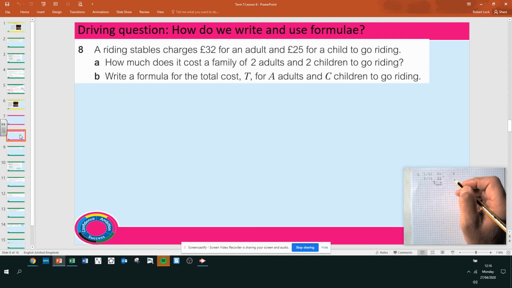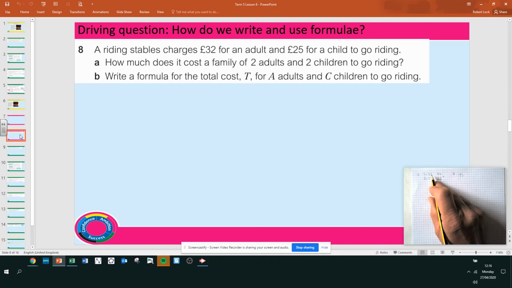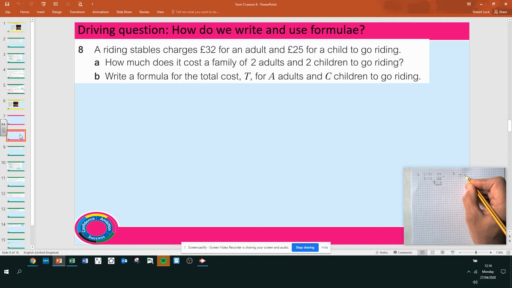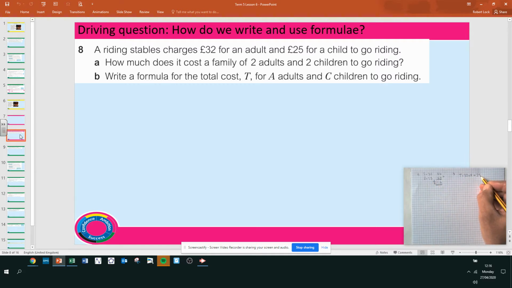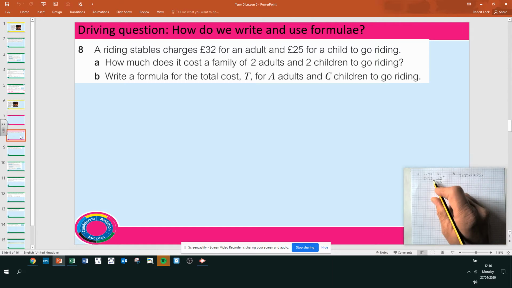Write a formula for the total cost, T, for adults and children going riding. So T, total cost, equals £32 for an adult to go riding, £32 times the number of adults, which we don't know, plus £25 for a child times the number of children going, C. So simplifying, we end up with 32A plus 25C. Answer.